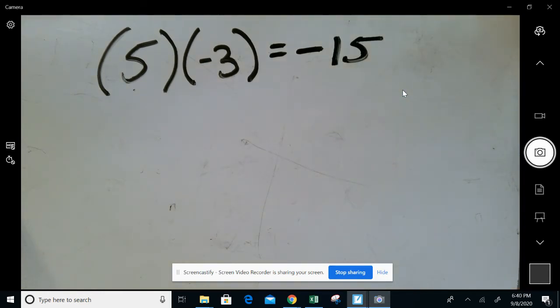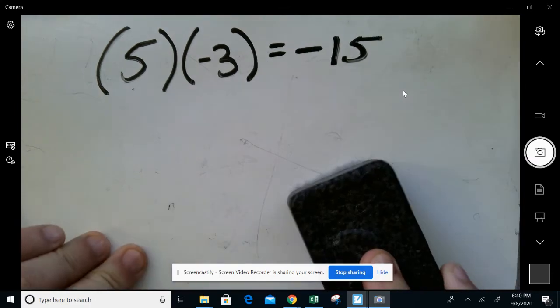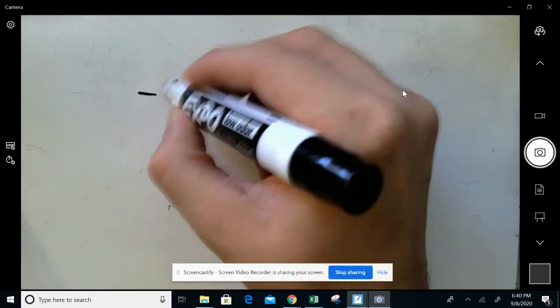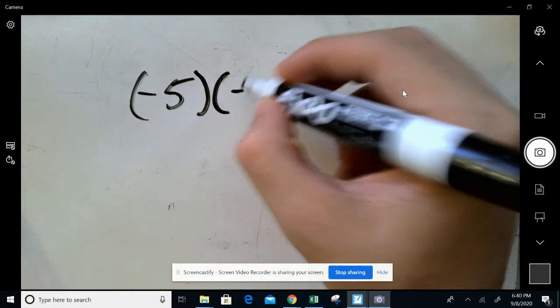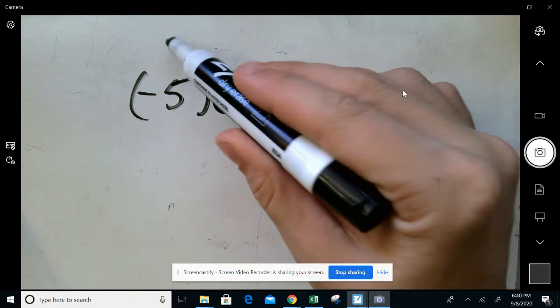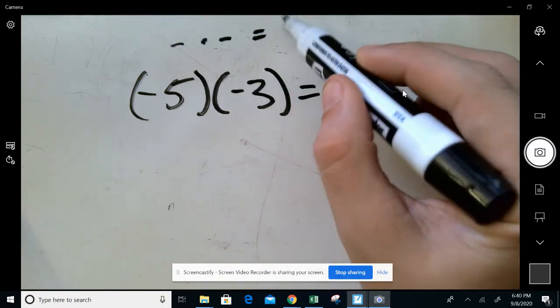Easy as that. All right. If they were both negative, I'll just do a quick switch up there. They're both negative. 3 times 5 is still 15. Negative times a negative equals a positive.